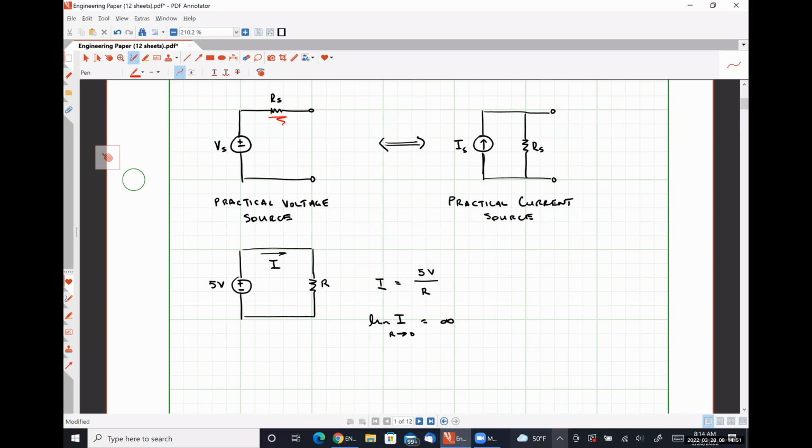Similarly, we could look at a practical current source. What's the maximum amount of voltage drop that could occur over an ideal current source? Infinitely large, right? But if we place that resistance RS in parallel with an ideal current source, now our maximum voltage, known as the open circuit voltage, is simply the product of IS and RS, so that we've bounded the amount of voltage that can be effectively provided by a current source, okay?